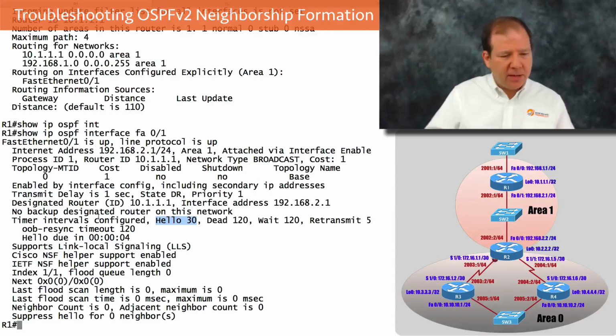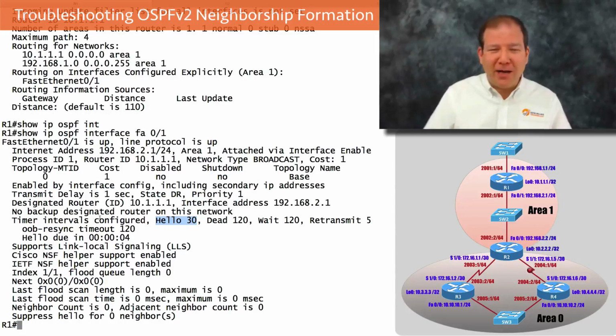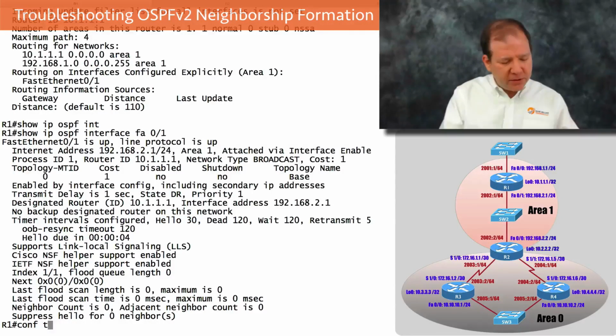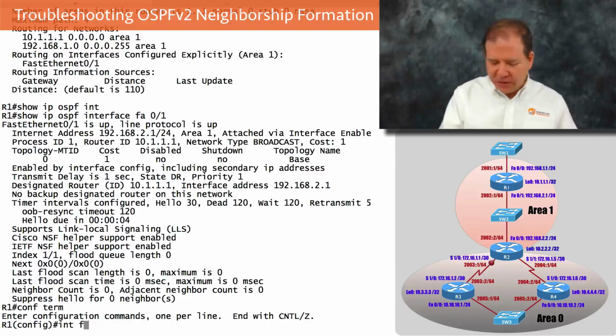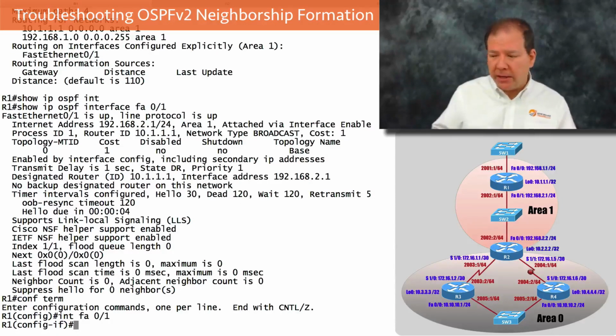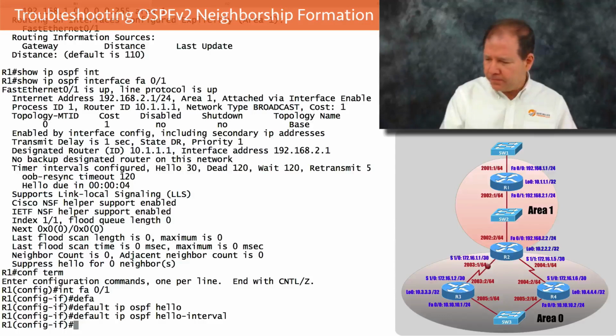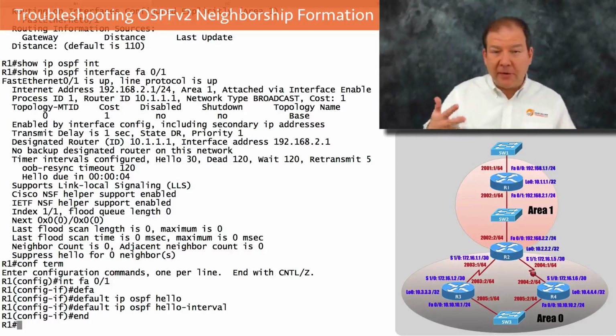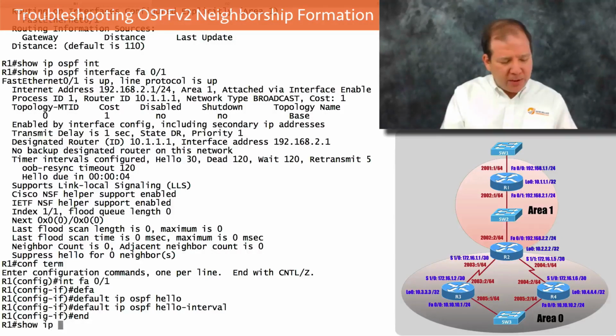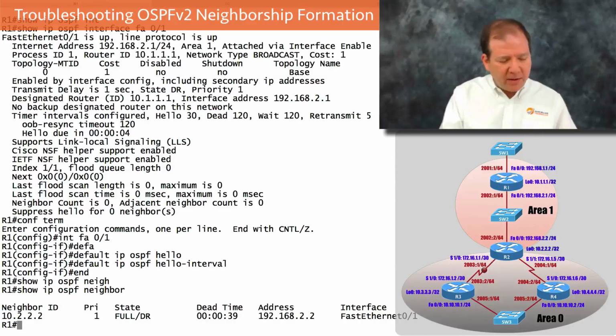Let's fix that. I bet somebody has gone in and changed the hello time on router R1. So let's go into interface Fast Ethernet 0/1, and I'm just going to set the hello interval to the default setting. I'll say default IP OSPF hello interval. And it might take a few seconds, but I'm hopeful that we're going to have a neighborship now. Let's do a show IP OSPF neighbor command. Great news. We now have a neighborship that has been formed over this link. We're now a neighbor with R2.